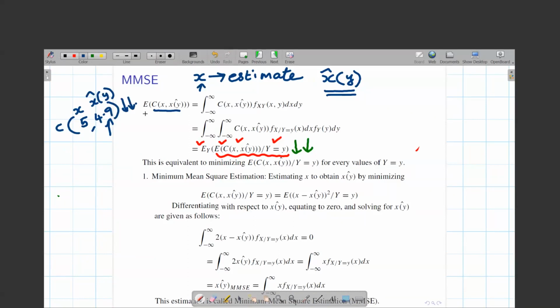And why do we need to estimate based on y when we know the exact value of x? Okay. How will you know the original value of x?